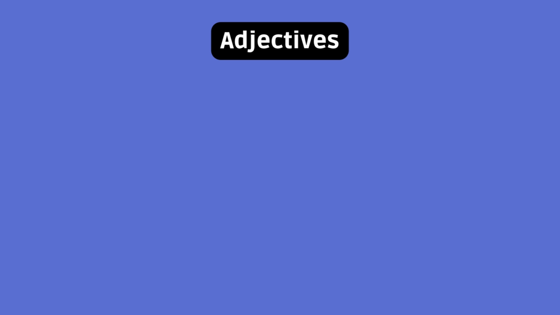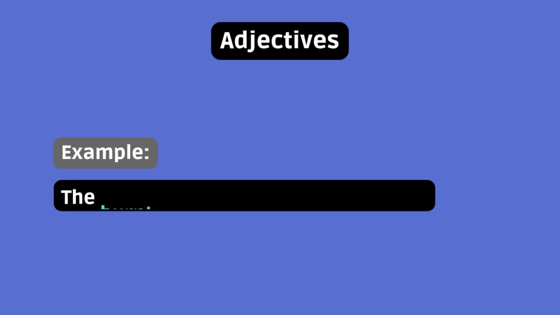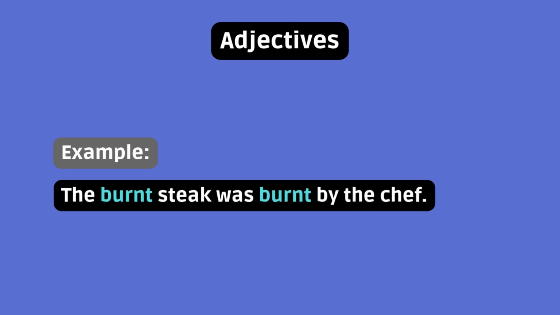Watch out! Two past participles can be found in the same sentence, with them playing a different role respectively. Example, the burnt steak was burnt by the chef. This sentence is redundant, but it illustrates perfectly the use of past participles as both verbs and adjectives.